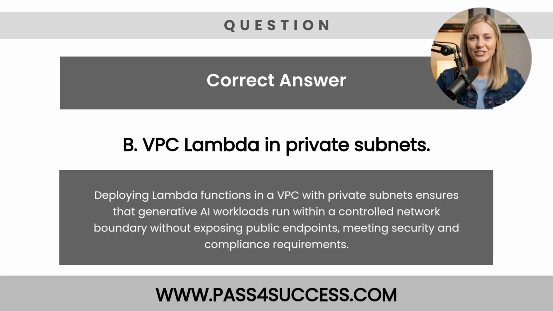The correct answer is B. VPC Lambda in private subnets. Deploying Lambda functions in a VPC with private subnets ensures that generative AI workloads run within a controlled network boundary without exposing public endpoints, meeting security and compliance requirements.